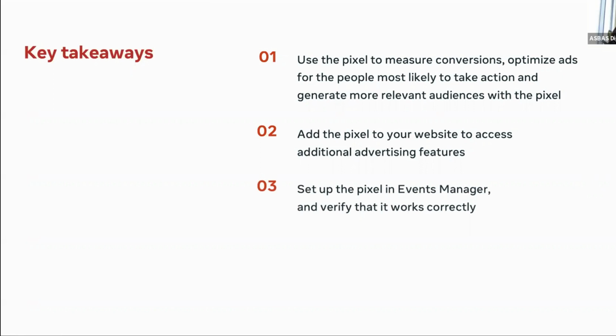Then you can set up the pixel in the events manager and just make sure it's working. And if you get really stuck with that, you can get some help within the Boost with Facebook Australia group. There's people in there ready to help you. Or if you've run some ads in the last 5 days, or you've got some ads active right now, there's a chat window that can open up that you can get help from a Facebook person who can actually help you straight away to set that stuff up correctly.